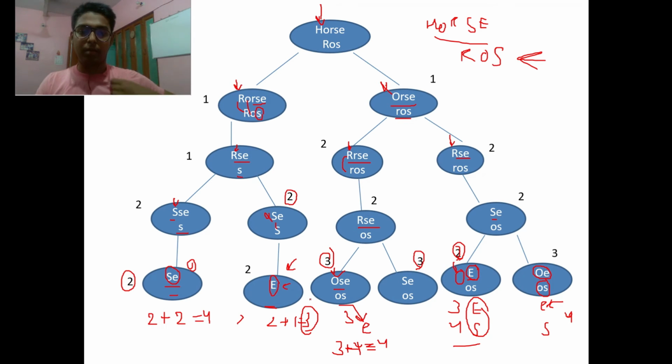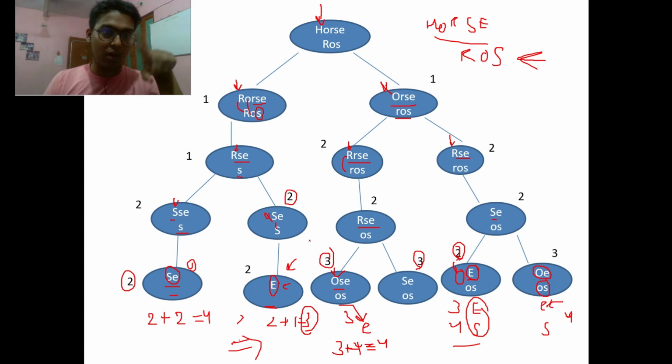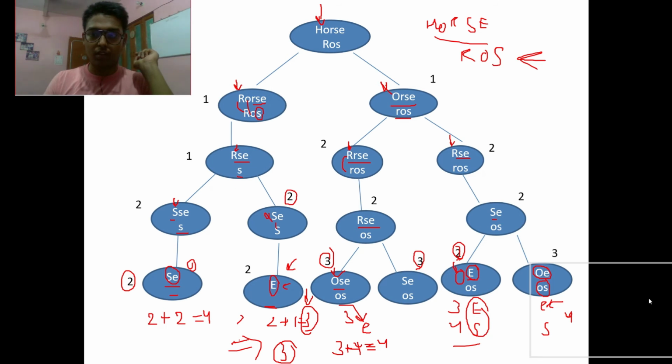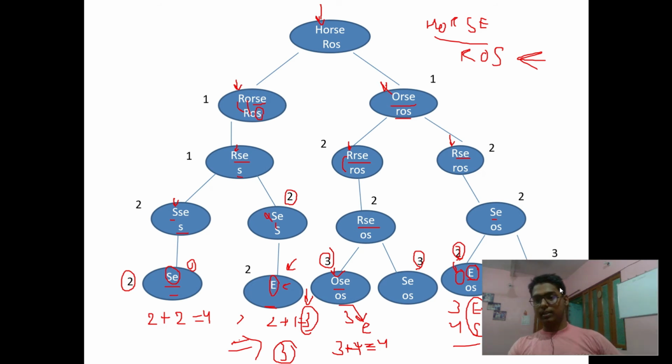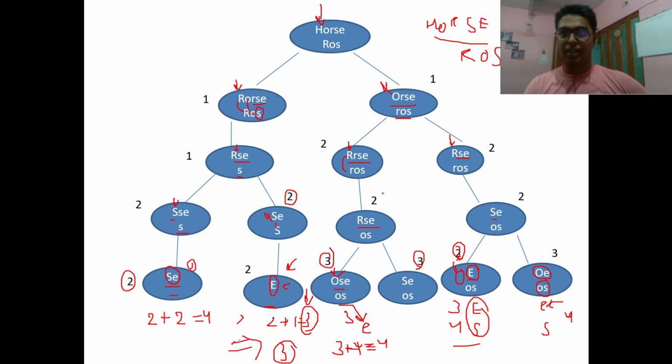So the minimum number of operations that I need to convert the word horse to ROS is 3, which is what we got here. Now I'm going to show you the screen and the code. After I show you the code, you will be able to understand how I implemented the solution and how I converted the recursion into the dynamic programming concept.